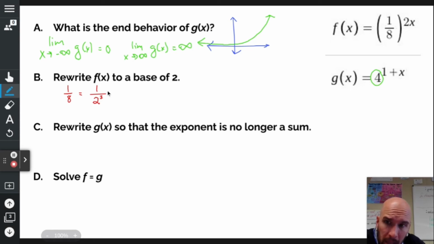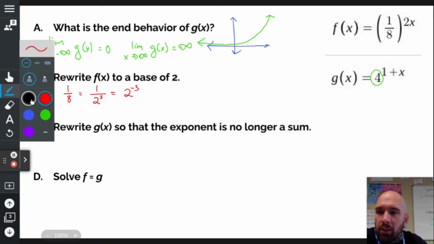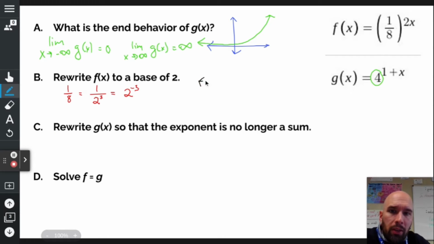So if I want to make that 2 and move it to the numerator, if I have it in the denominator already, moving it to the numerator just means moving it up and making the exponent negative. So 1/8 is the same as 2 to the negative third. Let me fix that. Let me write this out. F of x is going to equal not 1/8, but 2 to the negative third power to the 2x power.